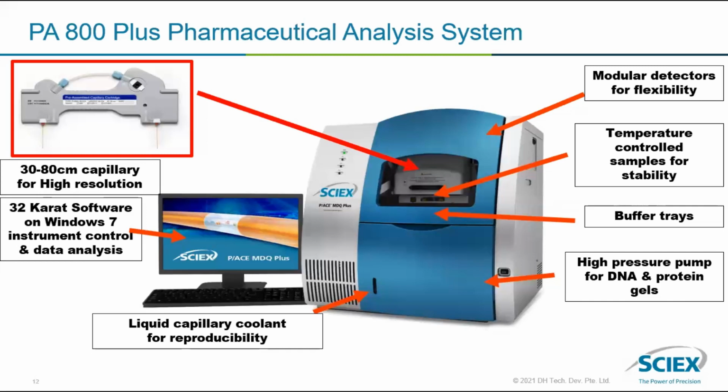We also have temperature control for sample stability. If your sample is very fragile or has any stability issue, you can store the sample at 4 degrees centigrade inside the instrument. For high throughput sample analysis, we have two buffer trays, called the inlet buffer tray and the outlet buffer tray, where you can keep all the buffers required to run any application in CE technology, and you can get high throughput data analysis.